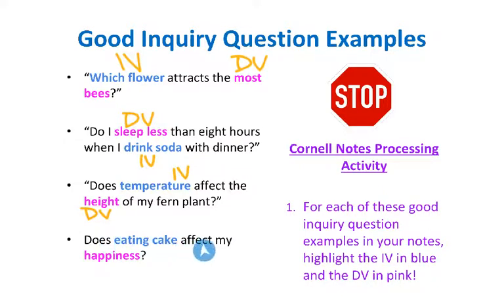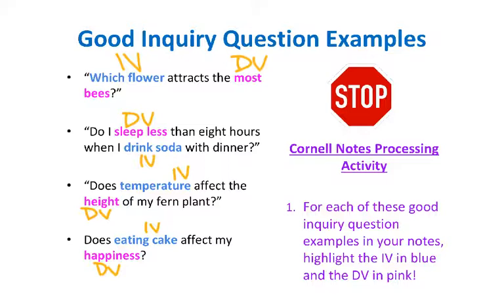Does eating cake affect my happiness? All right. This would be a testable question because you would have one person eat cake and one person not, right? Independent variable. And then afterwards you could measure their happiness by giving them a survey where they have to rate their happiness on a scale of 1 to 10 or something. So the dependent variable would be their happiness rating. All right. So this would be a testable question because you have an independent variable and a dependent variable.